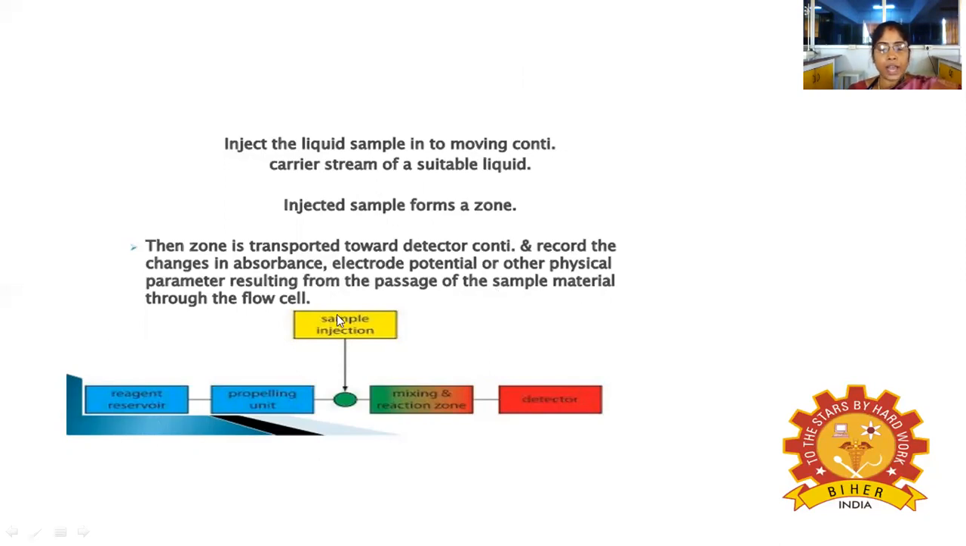So here we are going to inject the sample. Where are we going to inject the sample? When the reagent or a carrier is being taken from the reservoir to the profiling or mixing unit, here we are going to add the sample, which will be mixed up here and detected by the detector. Then it will be drained off as waste and the result will be displayed or recorded in a display form.